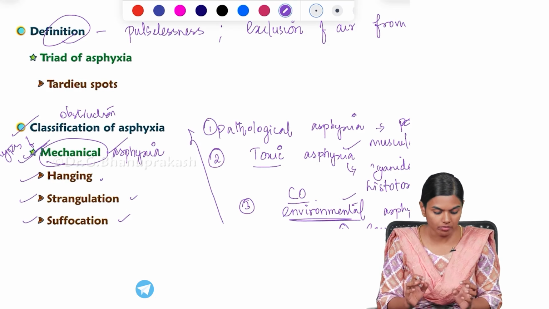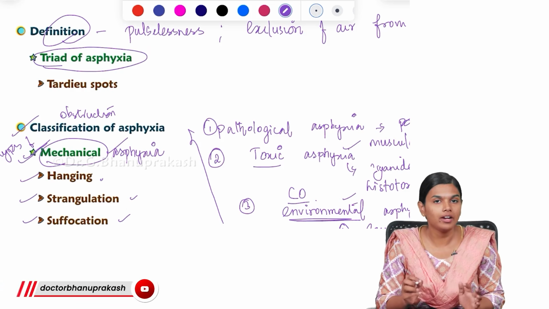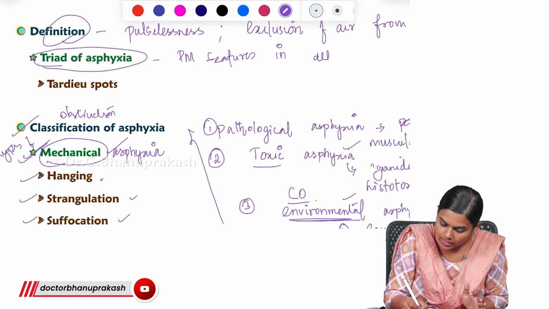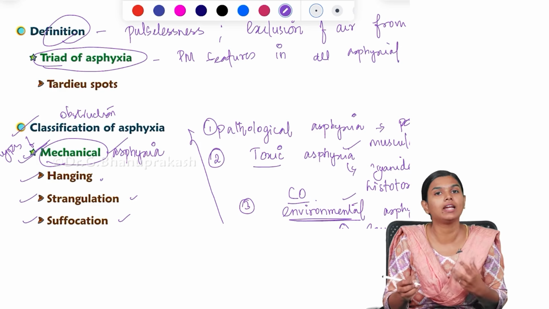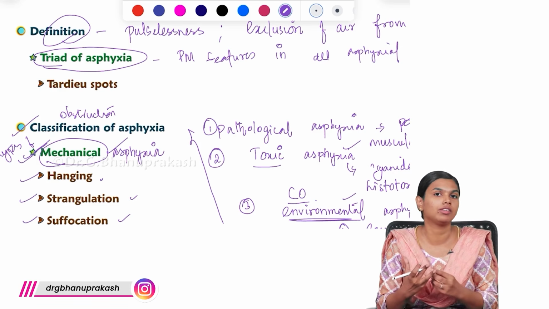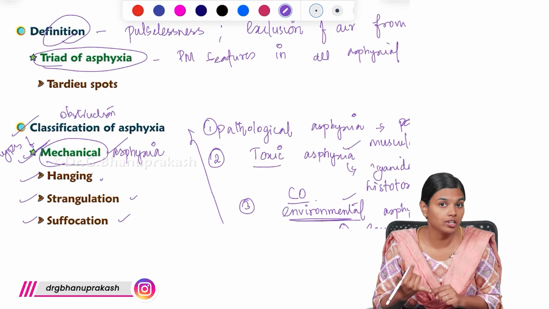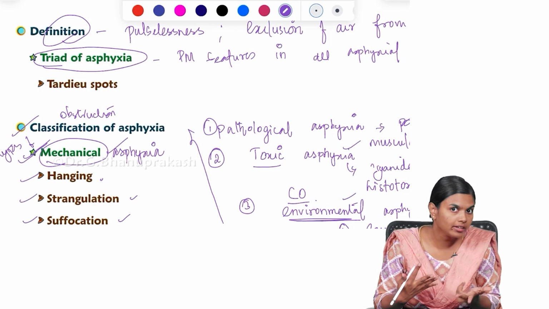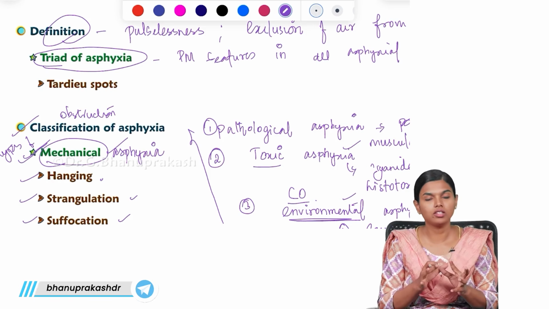And next to that, what we are going to see is the triad of asphyxia. When we say triad of asphyxia, this is mainly a post-mortem feature that we will be seeing in all asphyxial death, especially your mechanical asphyxial death. So, what are the mechanical asphyxial deaths that you can get in a forensic setting for autopsy? You commonly get suffocation, hanging or strangulation. Among these three, which you commonly get is hanging, right? Hanging and all these other types, you will get to see this triad.